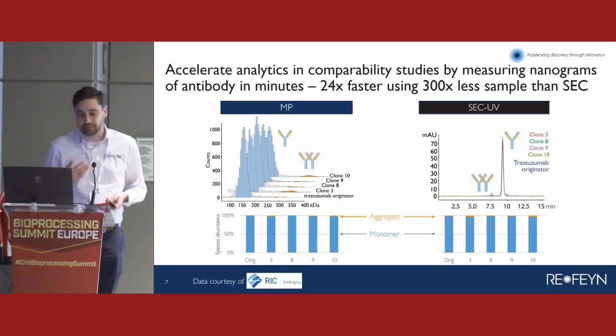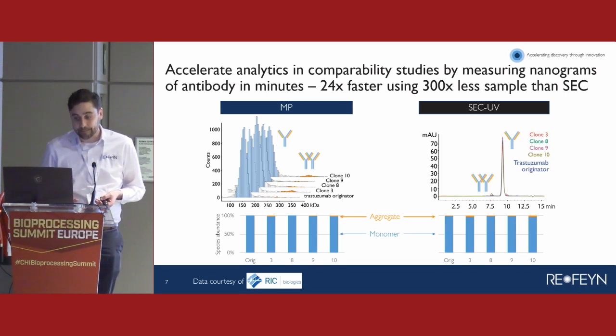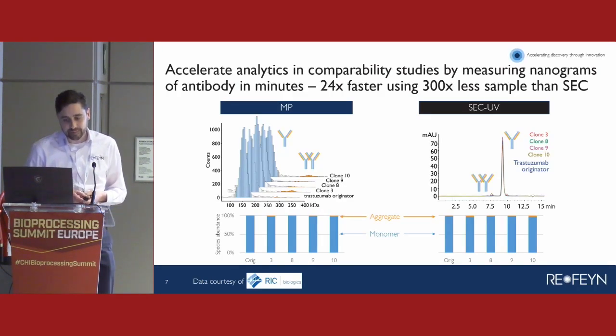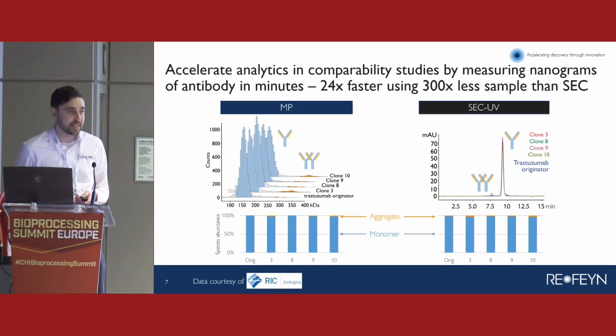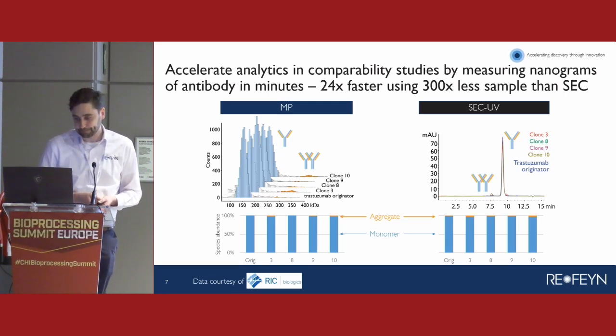And there's quite nice agreement in the results, showing that clone 8 and clone 9 are the most similar in terms of their propensity to aggregate, with a much lower dimer population in both the MP data and in the SEC-UV data. But when they did this, they reported that MP was 24 times faster than the SEC measurements that they were doing and consumed 300 times less sample, possibly allowing them to do this study much earlier when they have a lot less sample to work with.